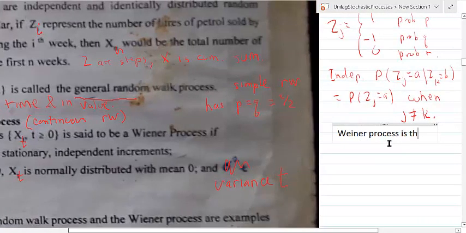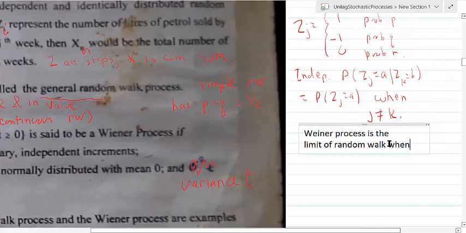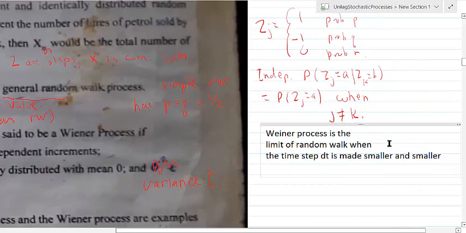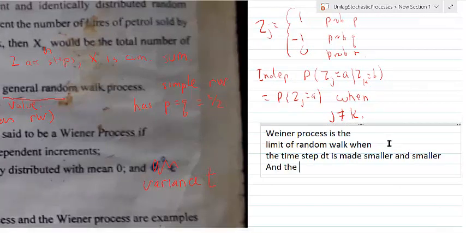Wiener process is the limit of random walk when the time step dt is made smaller and smaller, and I can call it the space step, I can call it dx, is also made smaller and smaller.